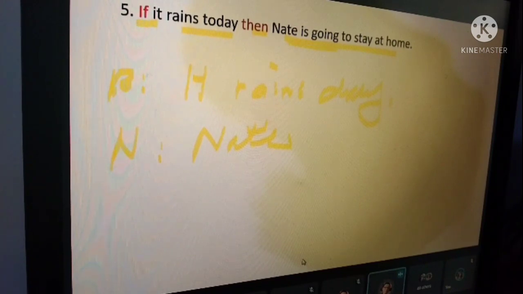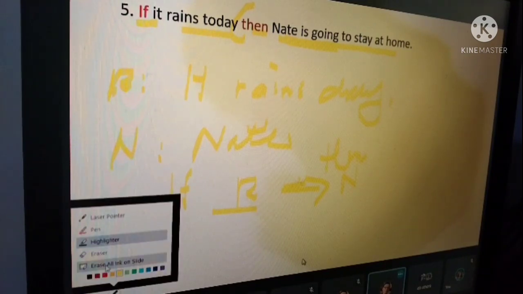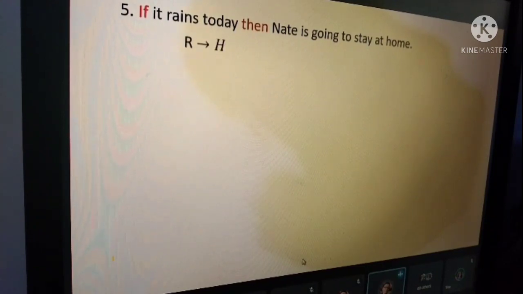This will be connected, so we used then. So this is if R, then N. If R refers to if it rains today, then N is Nate is going to stay at home. So the answer is R implies H. When you see a single arrow to the right, that is an if-then statement. So, if R, then H.